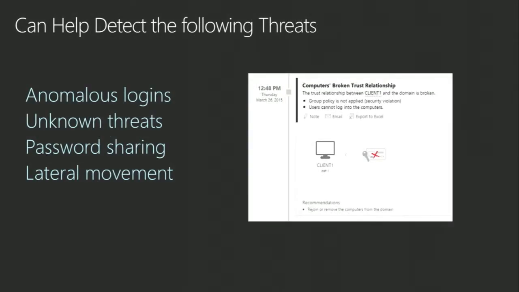Now, this is also good for anomalous logins. So let's say, for example, I log in here in Orlando, and then in 10 minutes' time, there's another login from the UK. Well, that's impossible. That's called impossible travel. You could never do that. So there's something wrong there, and again, ATA would pop up there. But also unknown threats as well.